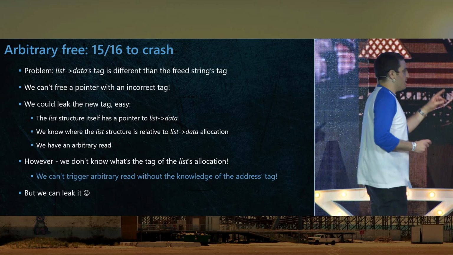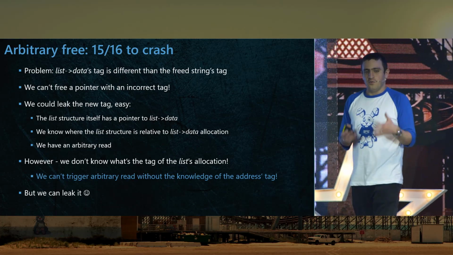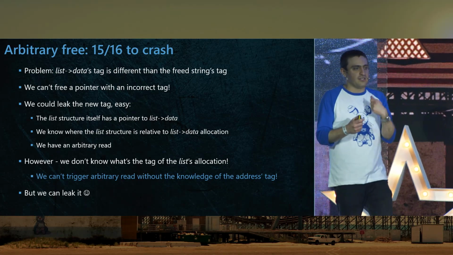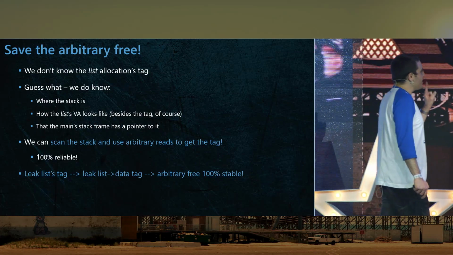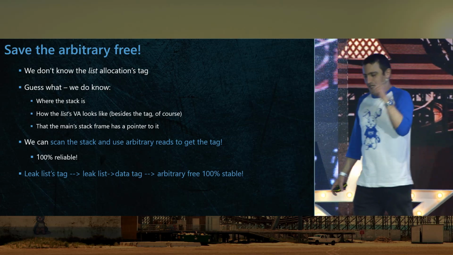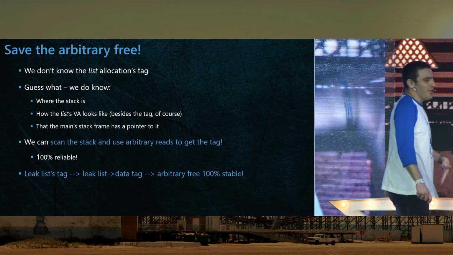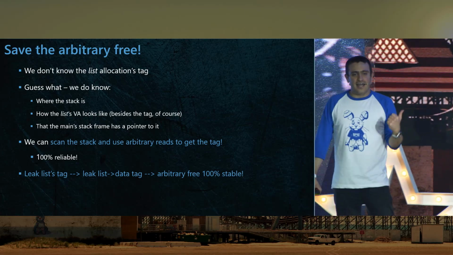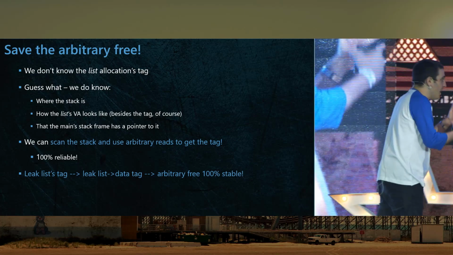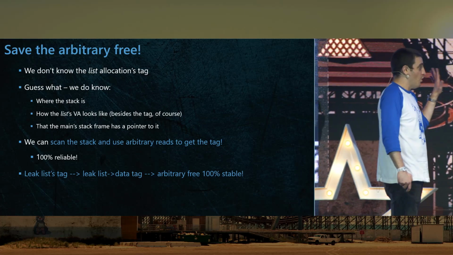So not really, because you cannot trigger arbitrary read on the list structure because we have no idea which tag it has, right? This address is not in the array, so the type confusion does not give me this address. But this is really funny, because we know that the main stack frame has a pointer to the list structure, and I know where the stack is. I have an arbitrary read, so I can just scan the whole stack remotely, and I can get the pointer to the list structure along with its tag in the MSB. And now I can do another arbitrary read to leak the tag of the list data, and this works.